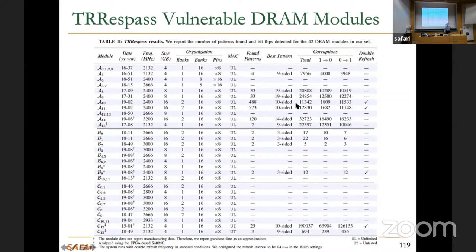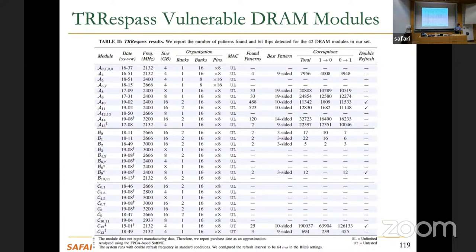Basically on three different DRAM manufacturers, because these are claimed to be RowHammer free, right? You should not be able to induce bit flips on any of them. It should be 0 out of 42, not 13 out of 42. And you can see some numbers over here. That's the best pattern, for example, for this manufacturer. For different DRAM modules, you have different best patterns, if you will, because their design is slightly different, actually. And we will see that also.